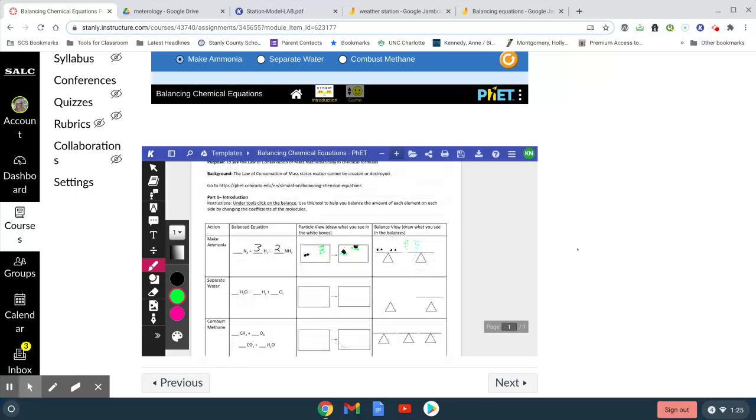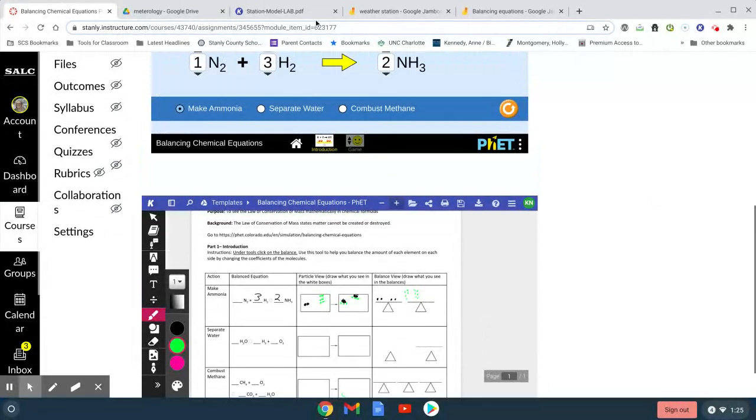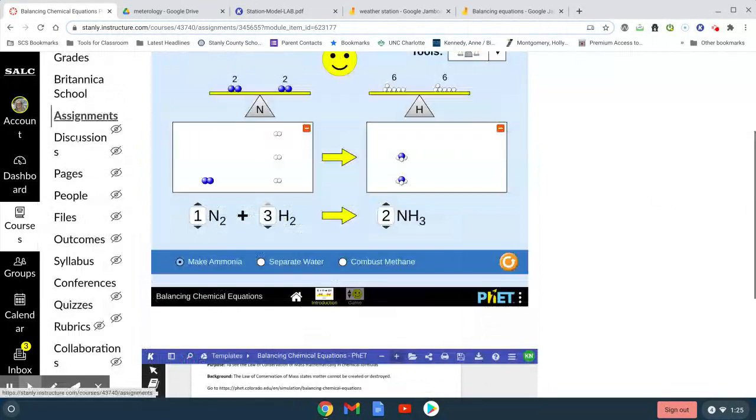So that is the activity that you're going to do today. Tomorrow we're going to do another practice with an online activity, and then we're going to start balancing equations on the computer, and then we're going to move on to types of equations.